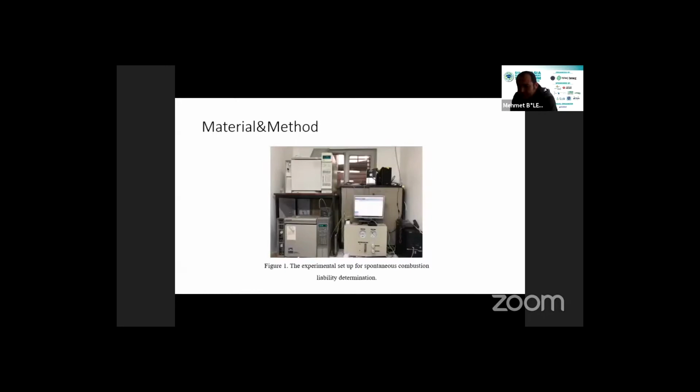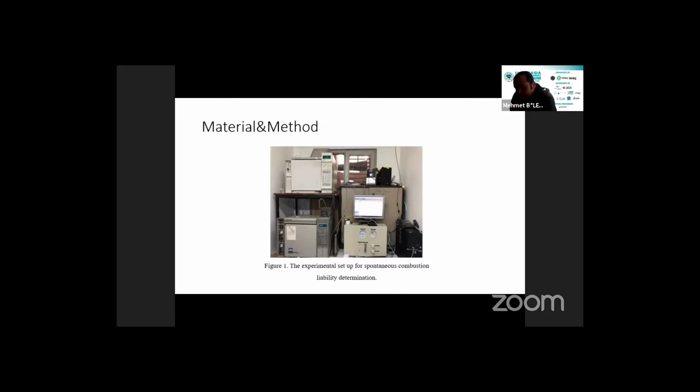Let me show you figure 1. This is a new experimental setup in our laboratory. As you see, there are two chromatographs, one of which we are using as an oven for the combustion liability. We place the sample in a reactor and let the air go through the sample, and then we have a value of the crossing point of coal temperature and the oven temperature.